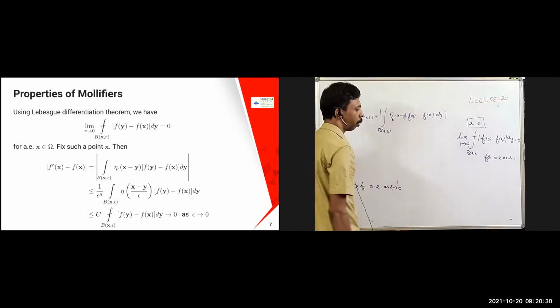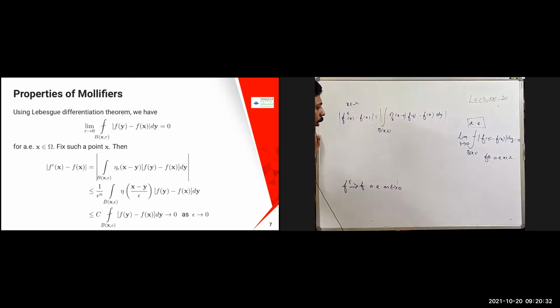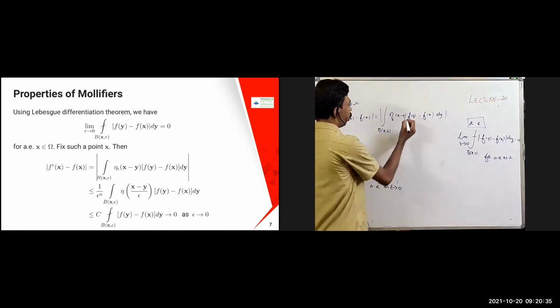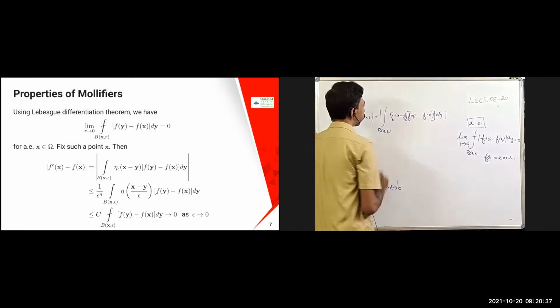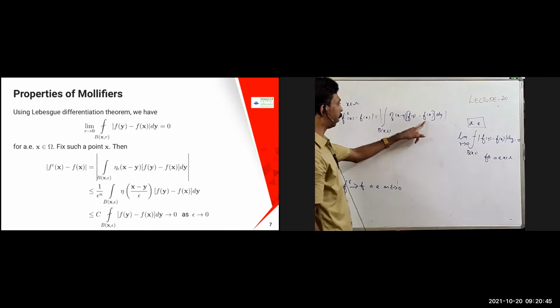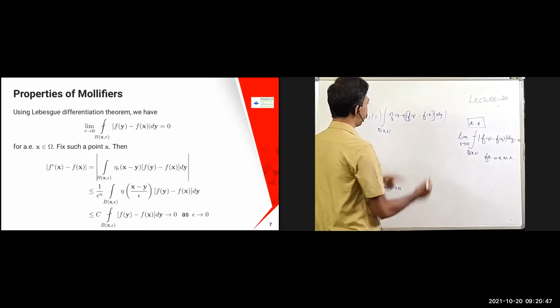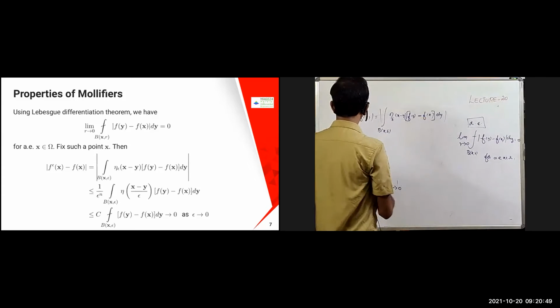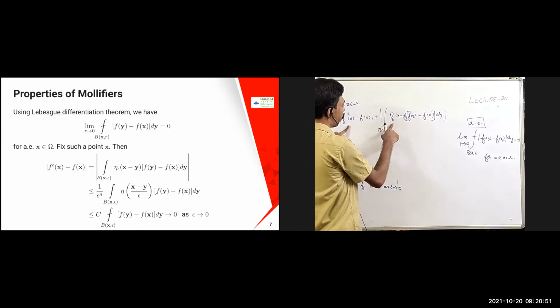Okay, so this is going to be that. So this I'm just going to define: eta of epsilon of x minus y, f of y minus f of x, dy. What will happen here actually? See, here I'm just adding some term. So this part I know, the f epsilon definition I know: eta epsilon of x minus y into f of y dy.